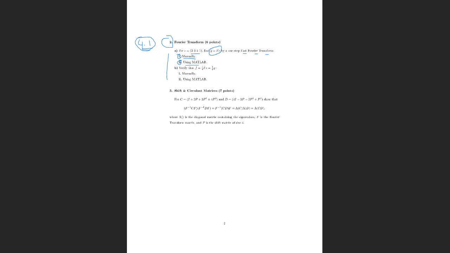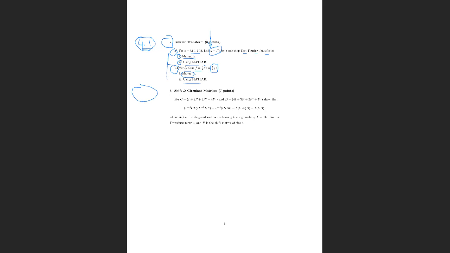And secondly, verify that F, which is 1 over 4 times F times c, is equal to half y. Which y? The y that you got here. Manually and with MATLAB.